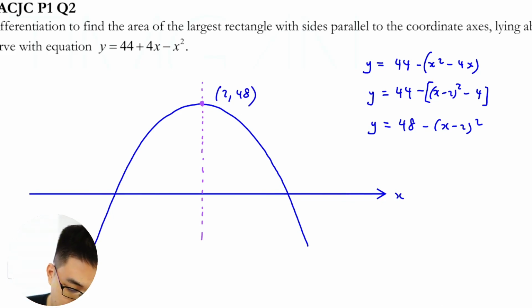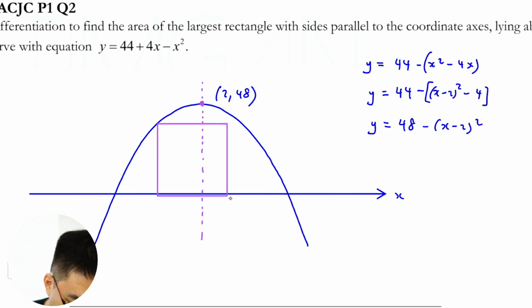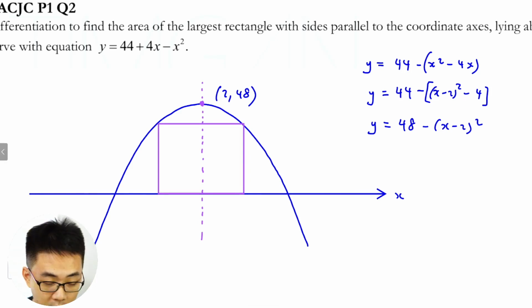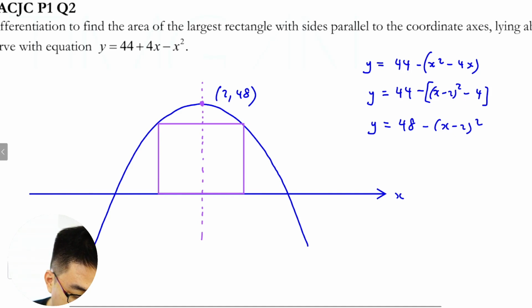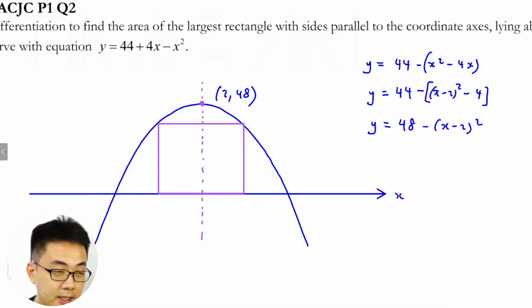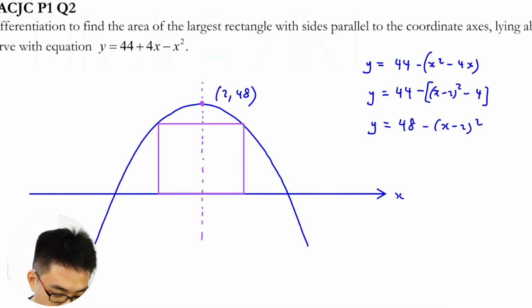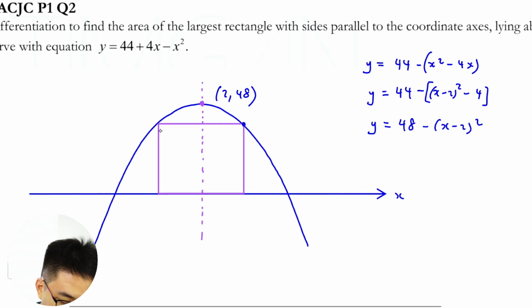So when I draw a rectangle, because the sides of the rectangle have to be parallel to the y and x-axes, this is definitely a rectangle like that. That is the idea here. Now, this is x equals 2. Let's say this point here is a. It doesn't really matter whether you put a here or here.